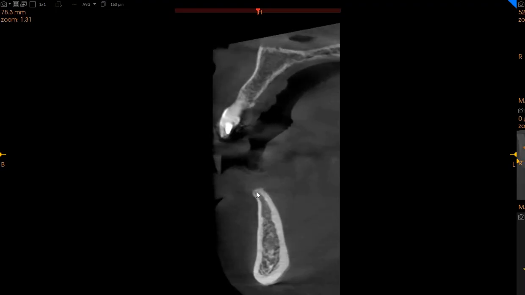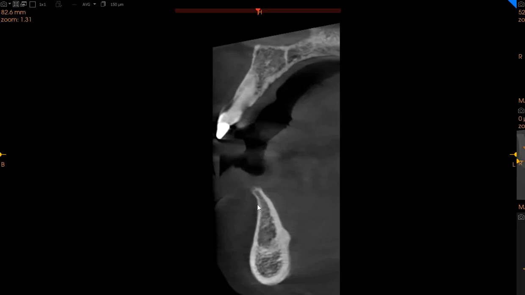This is the lateral incisor region. Again, very thin ridge, just 3 millimeters of ridge width with 14 millimeters of height. And then this is the central region, even more thin ridge, just 2 millimeters of ridge width.